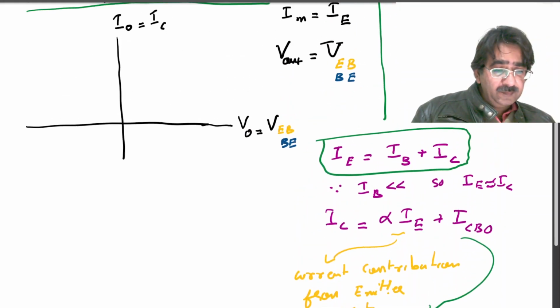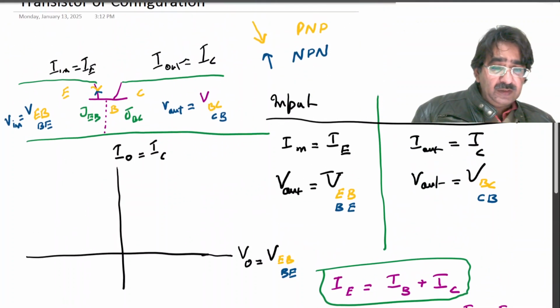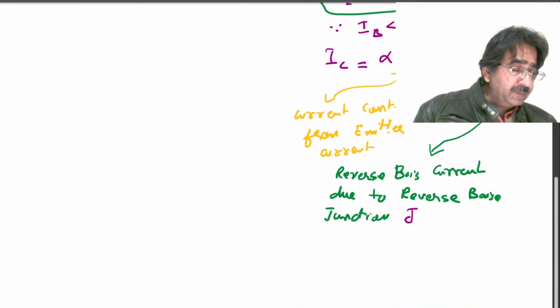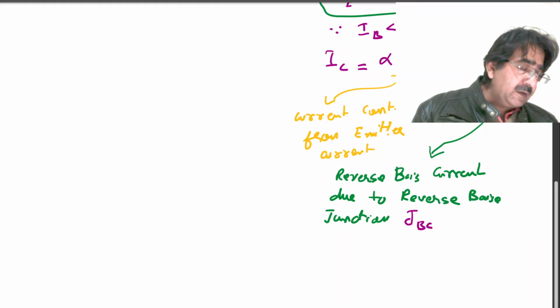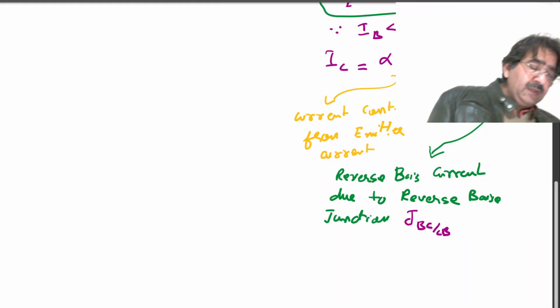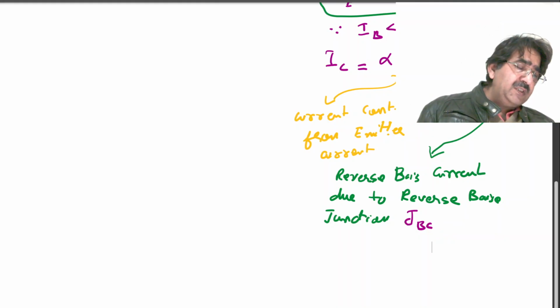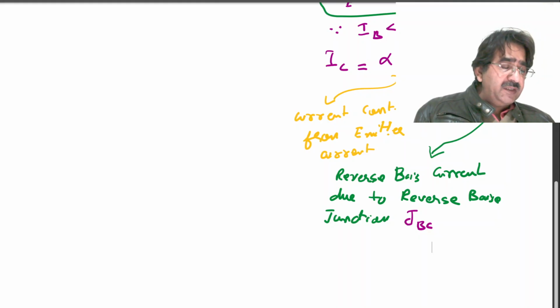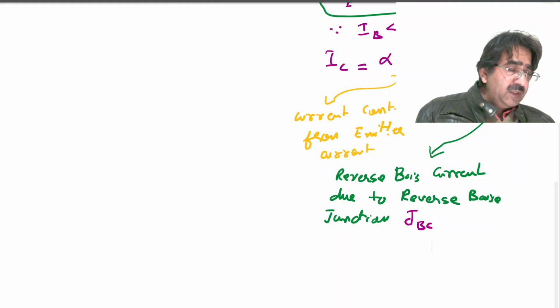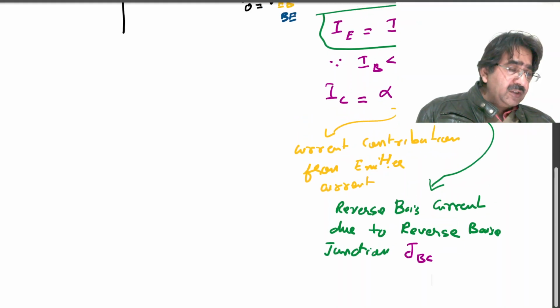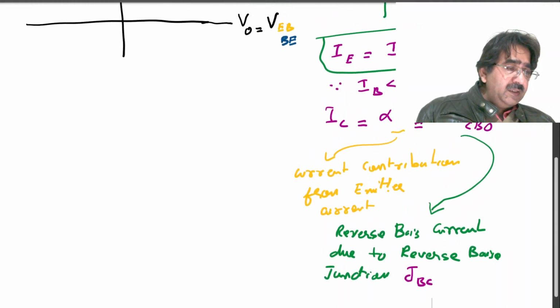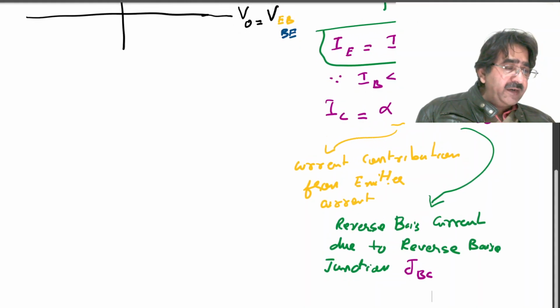This is JBC, or CB. You may write it, meaning the junction between base and collector. So this will be a reverse bias junction. So this will be two parts of the collecting current.